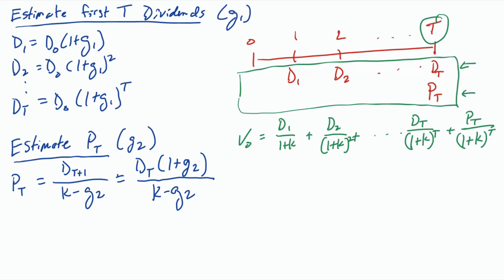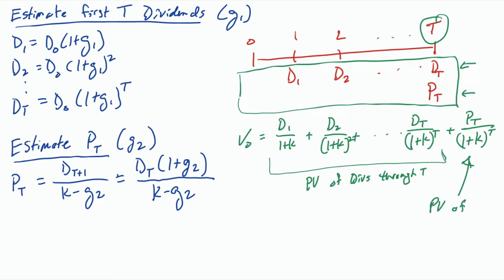And so we'll think of this set of terms as the present value of the dividends through t, and this final term as the present value of a terminal price P_T.